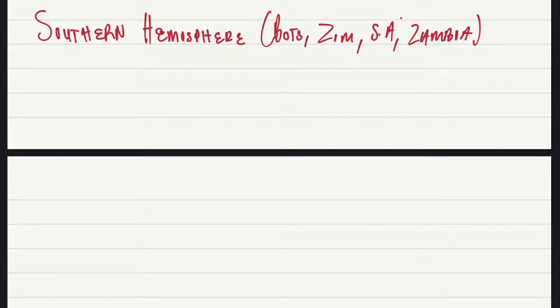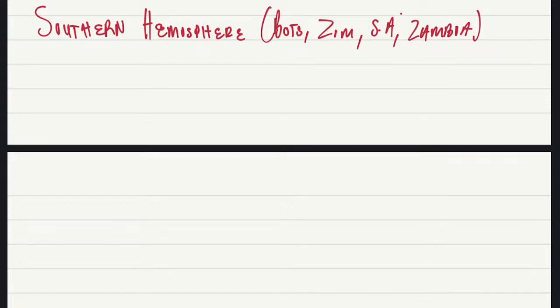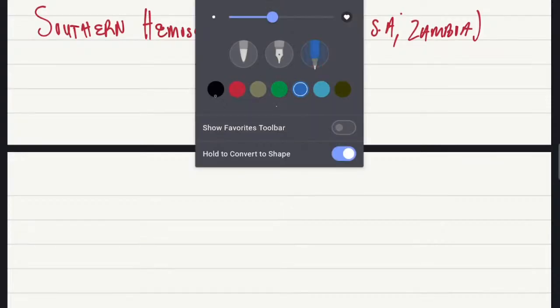All right, here's the thing. Let me give you the dates so that you understand. We'll start with the southern hemisphere, and then of course we'll talk about the northern hemisphere. If you're in the southern hemisphere, I want you to know 4 important days in your calendar.